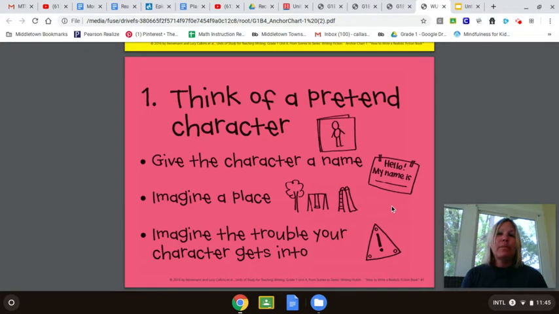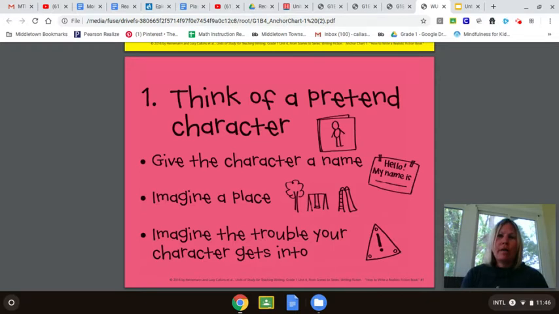You're going to imagine a place, the setting. Where does your story take place? And then I want you to start thinking, because this might be a little bit harder to get all done today, of maybe some trouble your character gets into. Is there some kind of problem? You might come up with a few different ideas and not be sure which one you want to use, and that's okay. We're just brainstorming today.